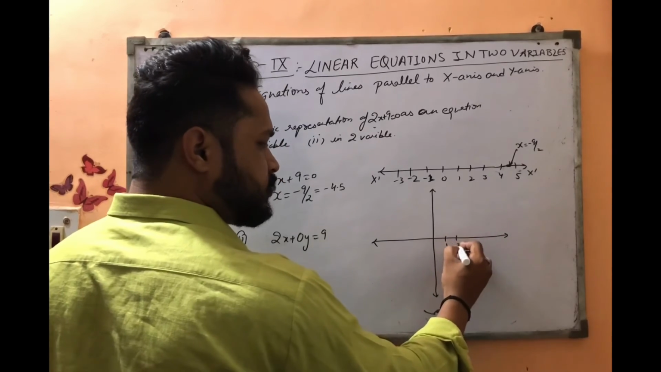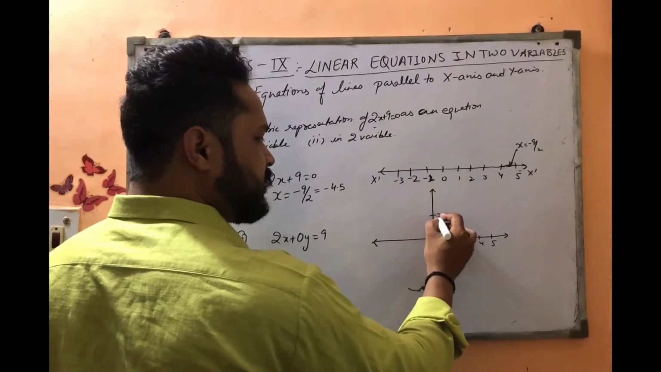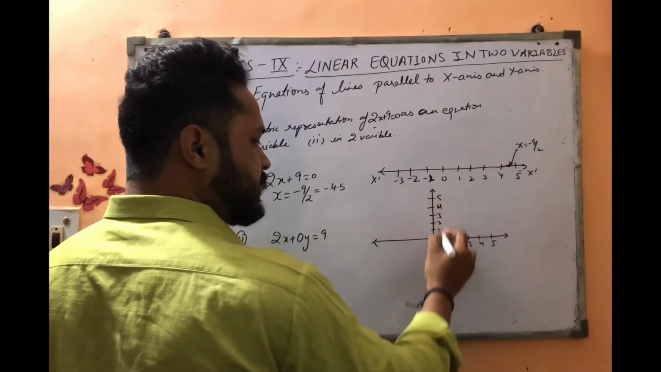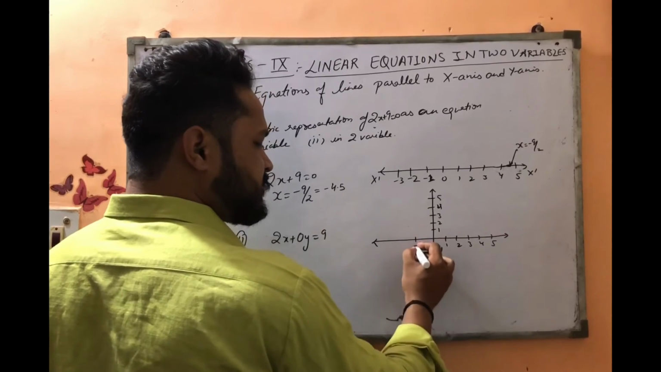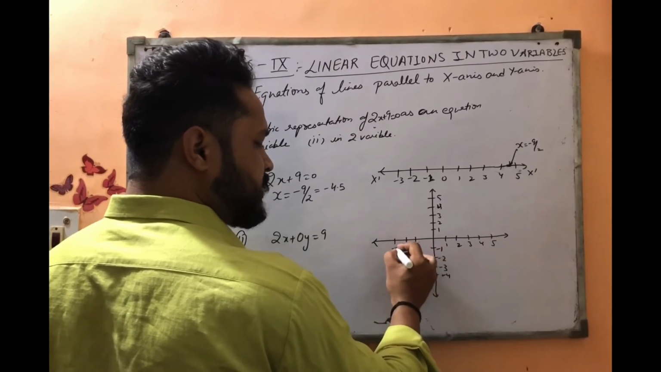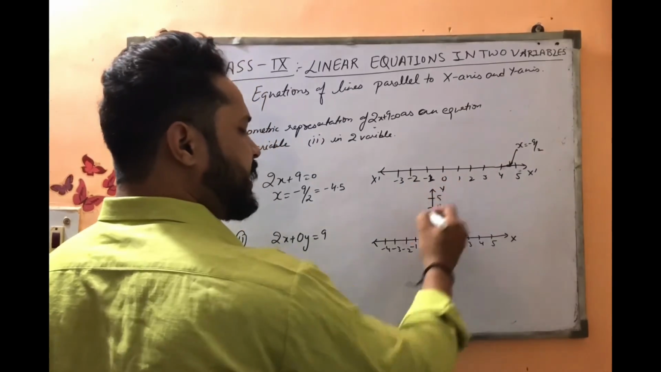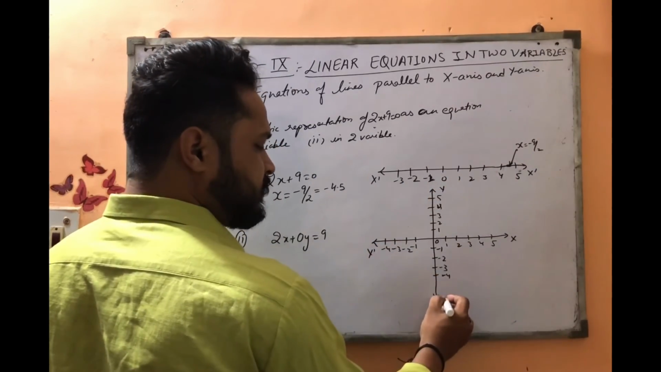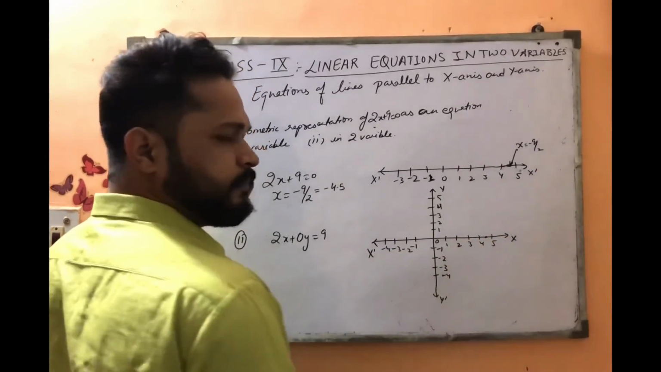this is 1, 2, 3, 4, 5. This is 1, 2, 3, 4, 5. This is -1, -2, -3, -4. This is -1, -2, -3, -4. This is 0. This is x, y, x dash, y dash. Okay. So now 4.5 is here.